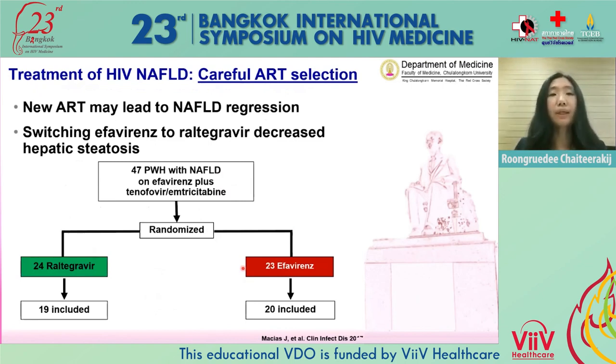Another thing that we can do to treat fatty liver in HIV patients is the careful selection of the ARV regimen. The older ARV regimens can cause fatty liver. However, the newer ARVs may lead to fatty liver regression. This is a study published in 2017. It is a randomized study that enrolled about 40 patients with HIV with fatty liver who were on efavirenz plus tenofovir and emtricitabine and randomized them into 2 groups. One group, the control group, continued efavirenz, and the second group switched efavirenz to raltegravir.